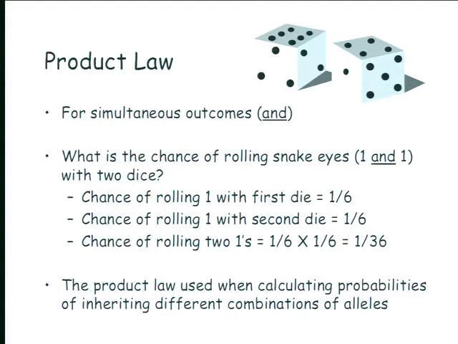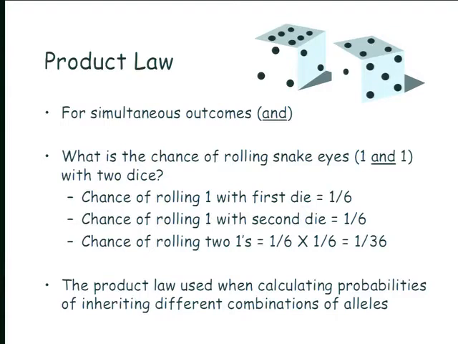How this is important for genetics is that there is a product law that allows us to easily discover simultaneous outcomes. So if we're talking about 2 traits, seed shape, seed size, and we want to know what the probability is of obtaining both of these traits in certain combinations, we can easily work out those probabilities based on product law. So again, to use a simple example, what's the chance of rolling snake eyes, which is just rolling 1, obviously, with 2 separate dice?